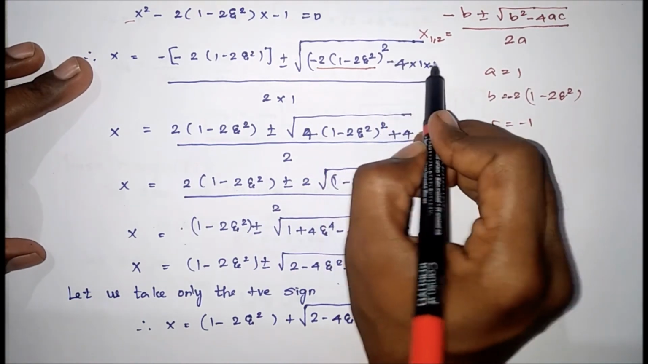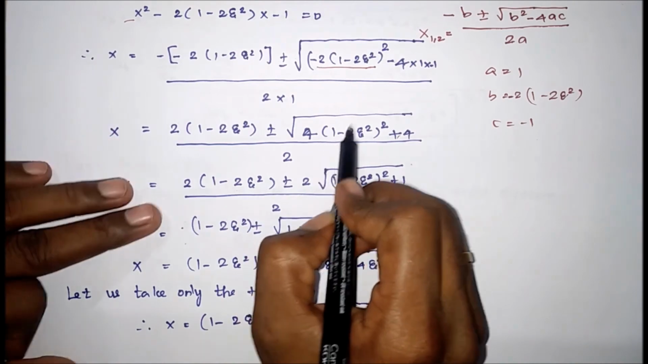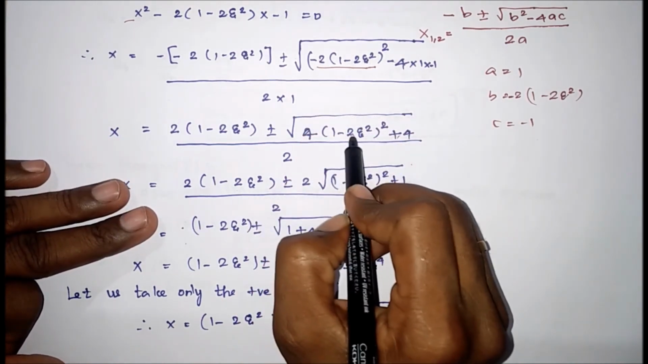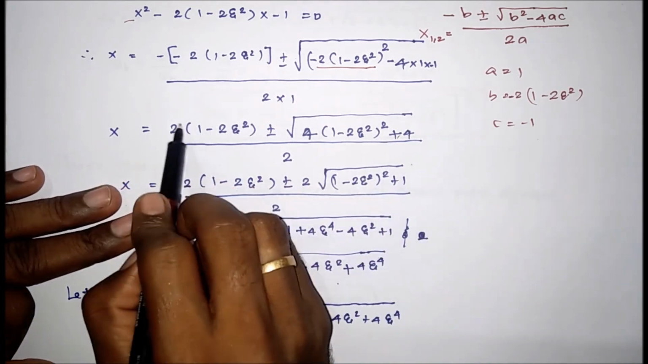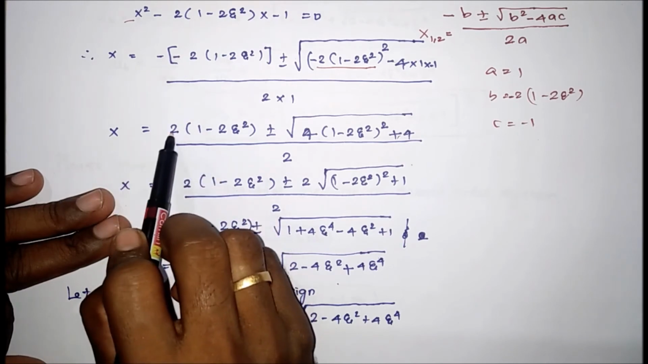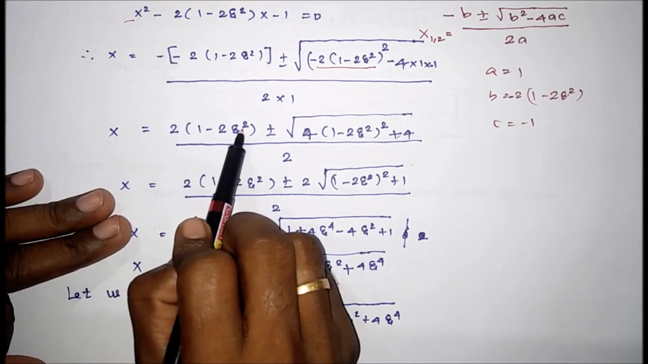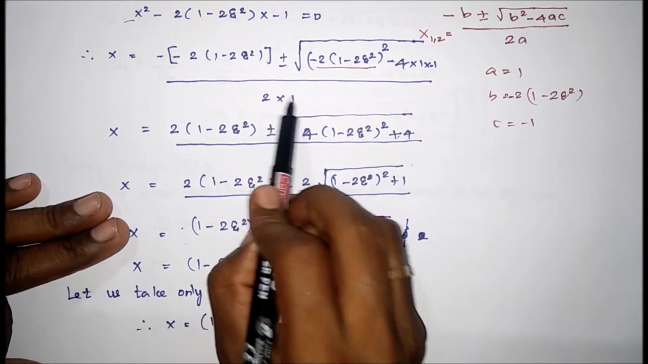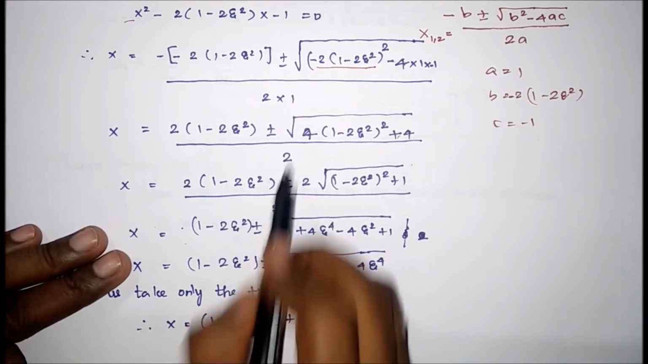These both minus signs will become plus here. Then if we square this, it will become plus 4 into (1 minus 2η square) whole square. So now when we multiply this minus inside, it will become plus, 2 into (1 minus 2η square) plus or minus this term, divided by 2, because 2a, a equal to 1, so it will become 2.